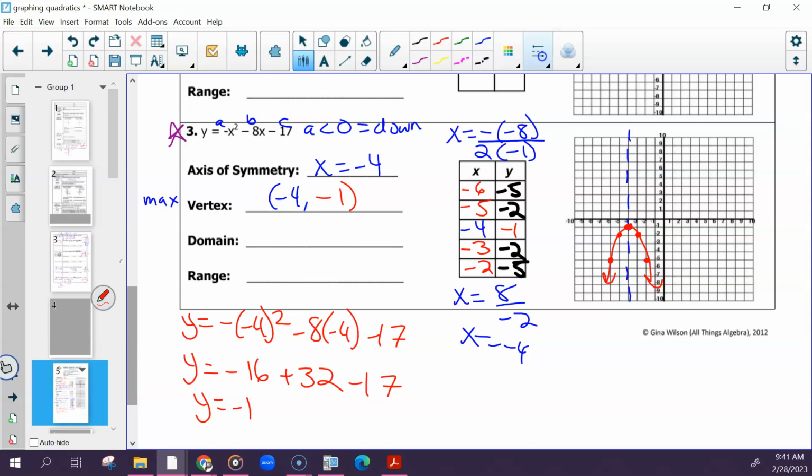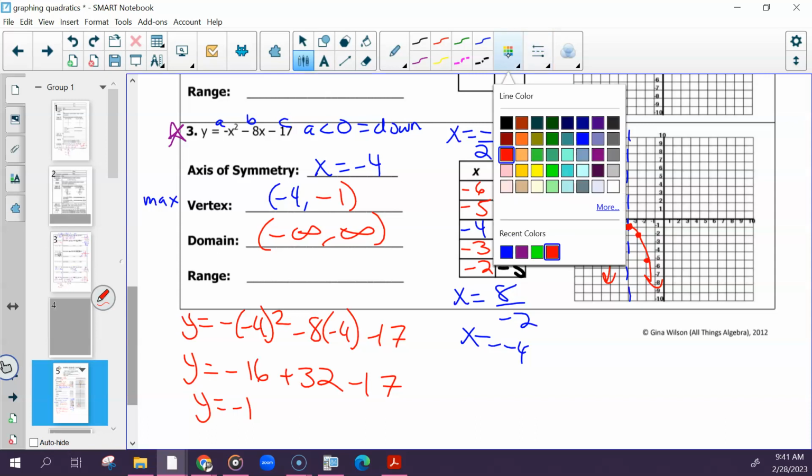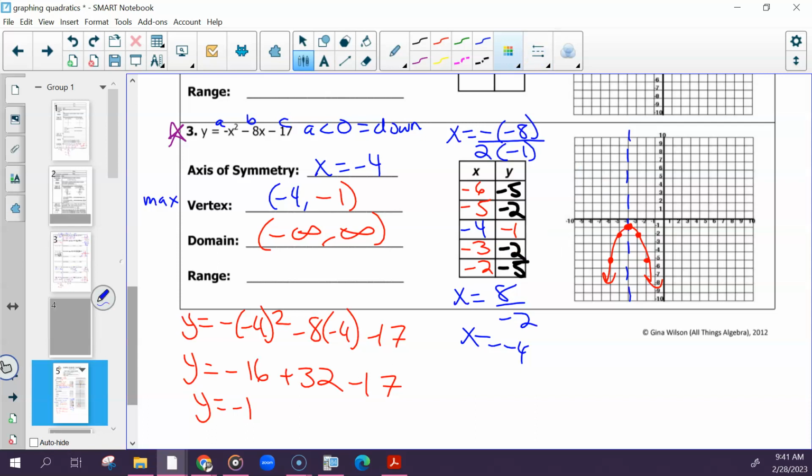Domain for this would be what? All real numbers, negative infinity to positive infinity. Range now has been flipped because it's starting at negative infinity. I'm going to write it both ways. The highest point is now at negative 1, so it would be everything below negative 1, or negative infinity to negative 1 with a square bracket.